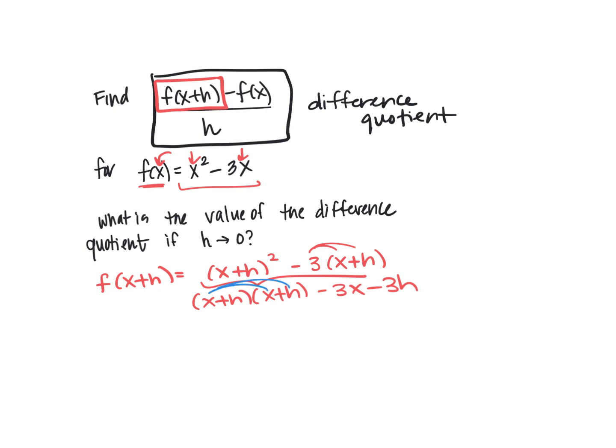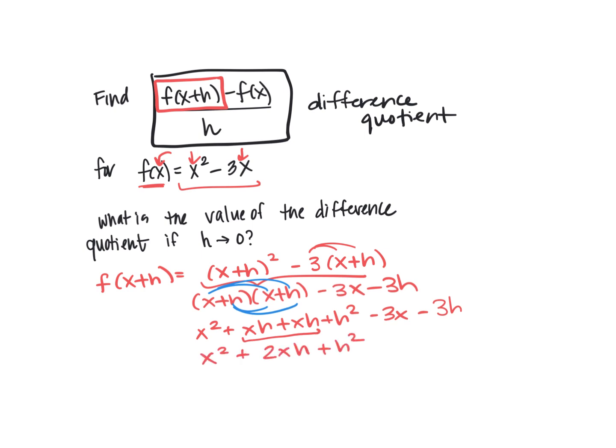Distributing all of these terms, we'll get an x squared plus xh plus xh plus h squared minus 3x minus 3h. We could combine the two xh's, so we'll have x squared plus 2xh plus h squared minus 3x minus 3h, and that's all we can simplify. So that's what f of x plus h is.